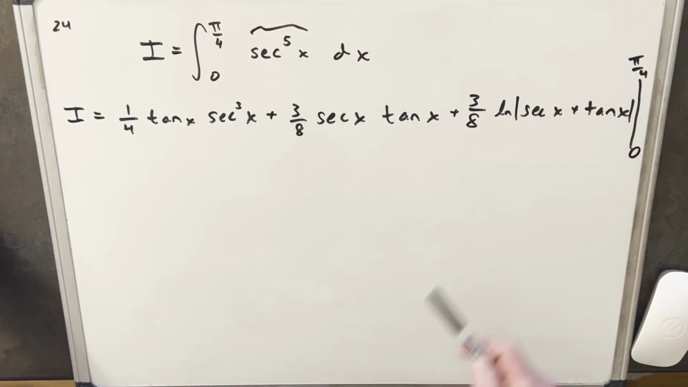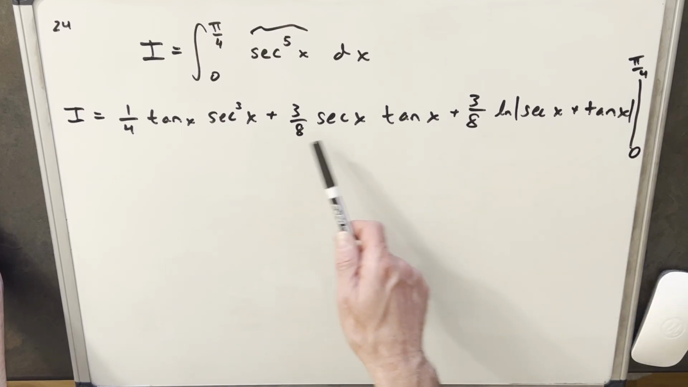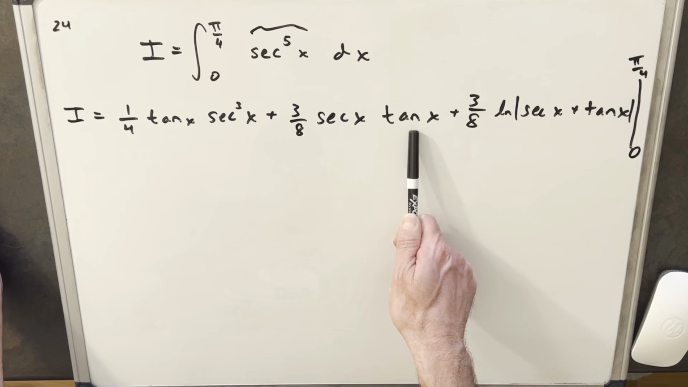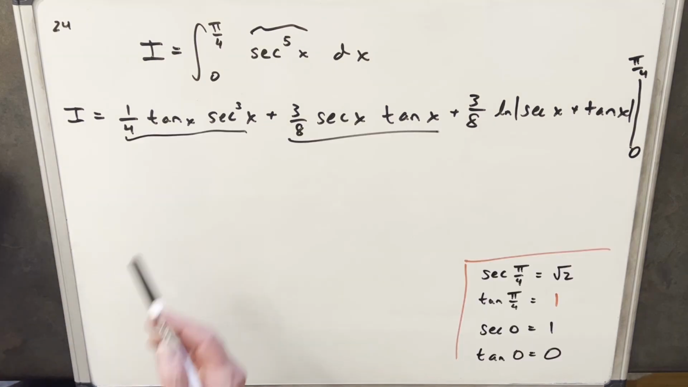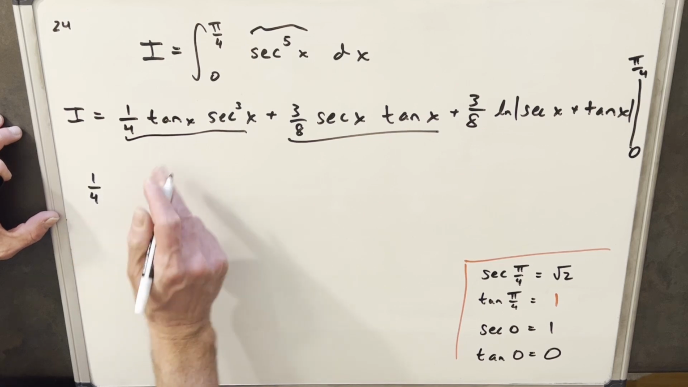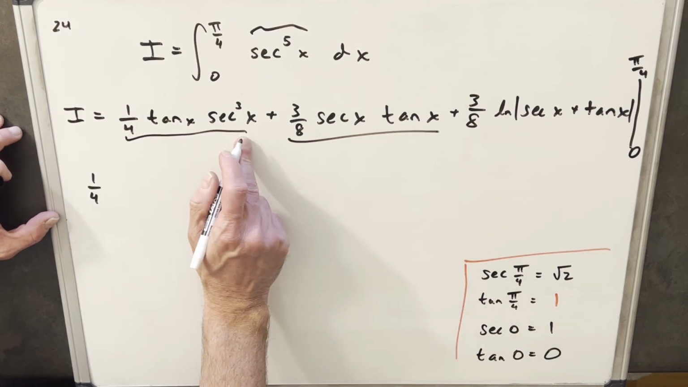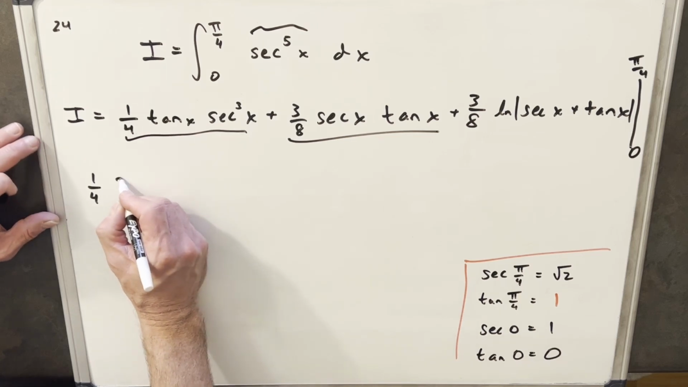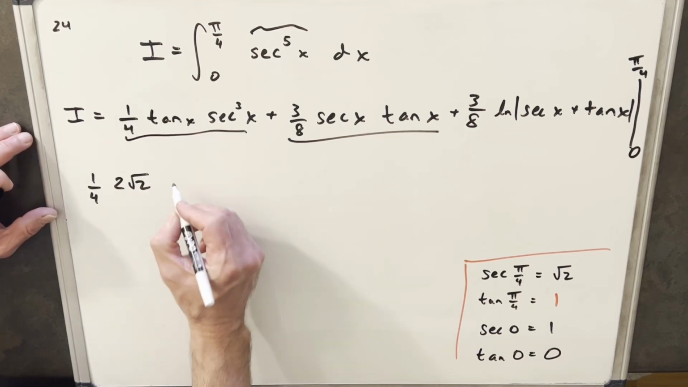So you can see to do this evaluation, we're just going to need the value of secant at pi over 4 and 0, and tan at pi over 4 and 0. So let's see what those values are. Okay, so now evaluating this, we'll start here and this is going to be 1/4. Tan at pi over 4 is 1. Secant pi over 4 is square root of 2. Square root of 2 cubed is going to be 2 square root of 2.